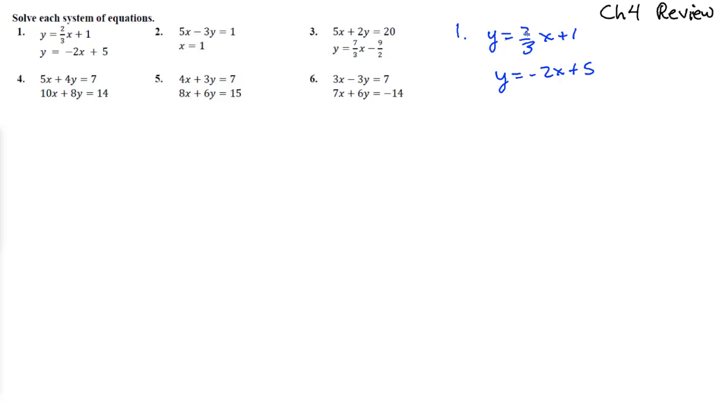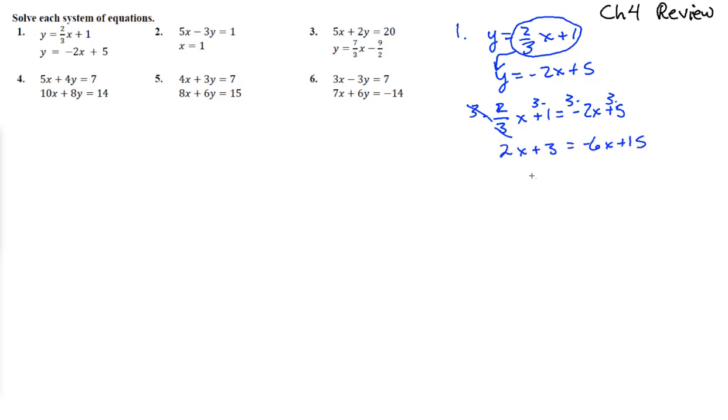Since y is already solved for, I think substitution makes the most sense. So we say 2/3 x plus 1 equals negative 2x plus 5. We now have an equation that we can deal with. I'm going to multiply through by 3 to get rid of the fractions, so times 3 everywhere. And that cancels. I get 2x plus 3 equals negative 6x plus 15.